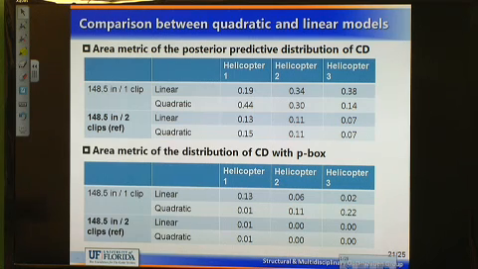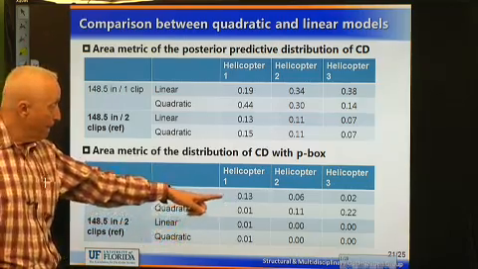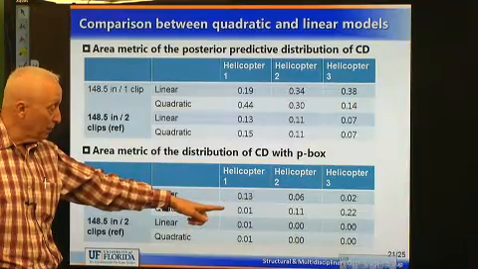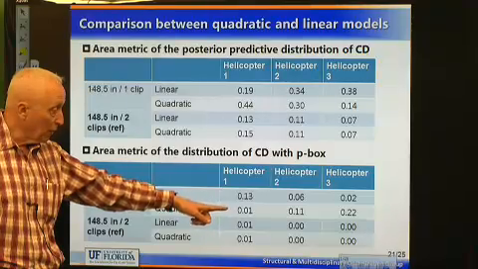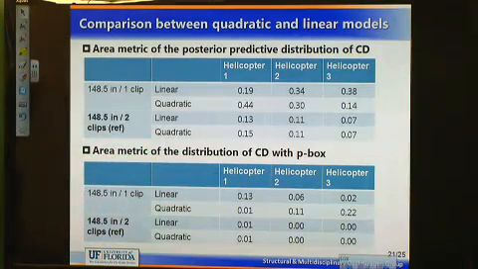And essentially what you see is what we just said. If you take the P box for the linear one, helicopter 1 has 0.13, the quadratic has 0.01, while for helicopter 3 it's reversed. The linear model has an area of 0.02, and the quadratic has a value of 0.22. So the bottom line is that this set of experiments leaves us with an ambiguous result as to whether linear is better than quadratic.